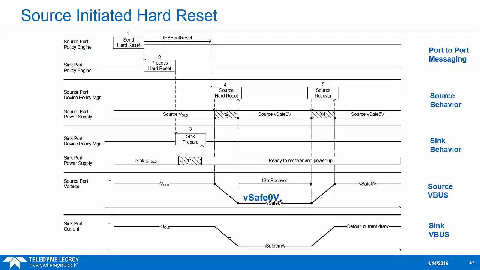We also check that VBus gets to vSafe0 here. Whichever side was the default source needs to wait for T-source recover, and only then turn VBus back on to get to vSafe5.